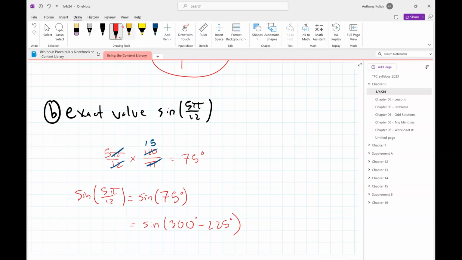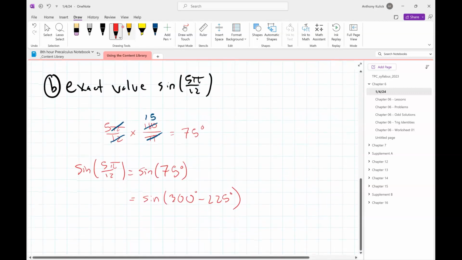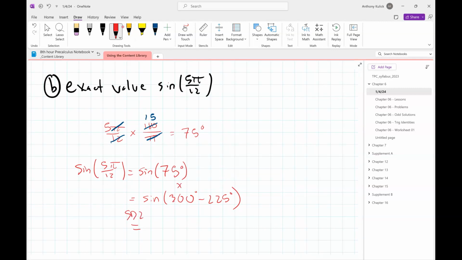So now we go to our identities. We look at the sum difference identity. Which sum difference identity is the one that we need for this sine 300 minus 225? SD2. Great. So 300 is like our x and 225 is like our y. So we're going to have sine 300 times cosine of 225 minus cosine 300 times sine 225.